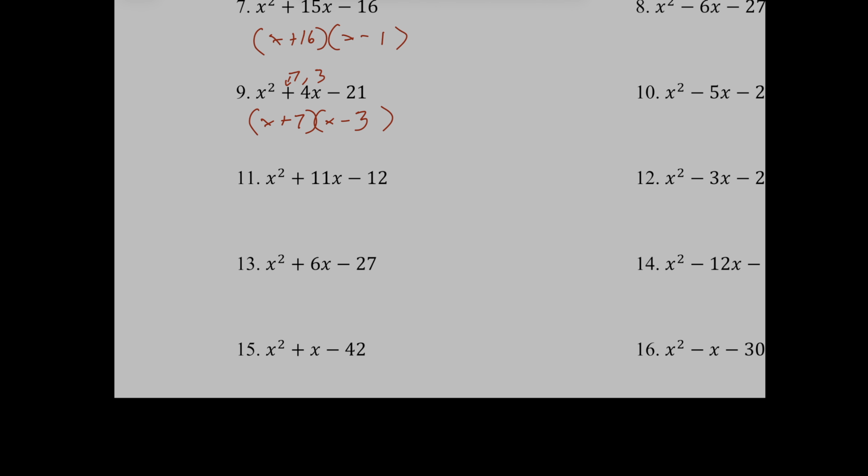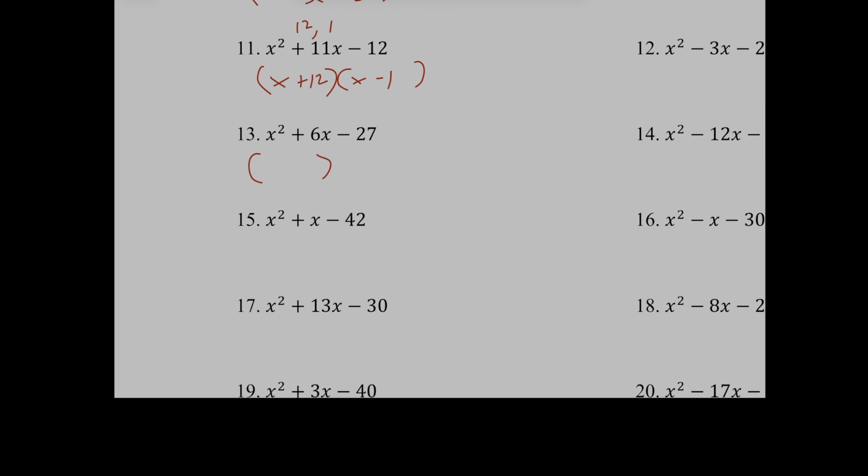Okay, what multiplies to 12 and subtracts to 11? That's going to be 12 and 1. And 12 is going to go with the positive. Next one. Oh, sorry, all these parentheses are taking time in the video.